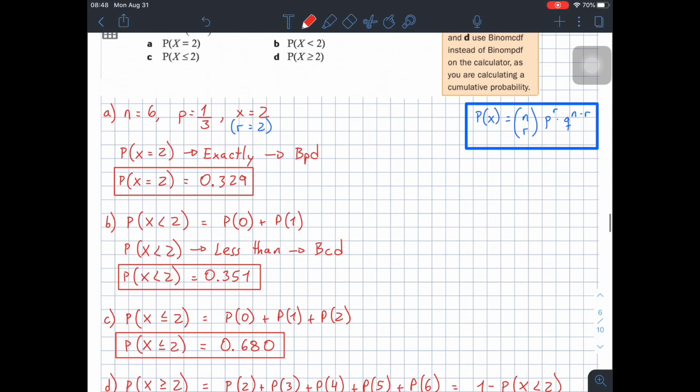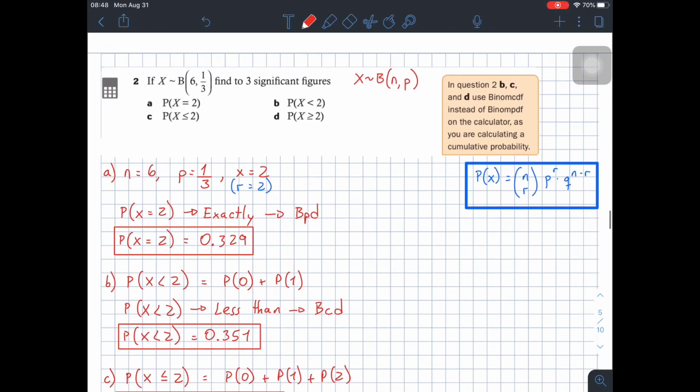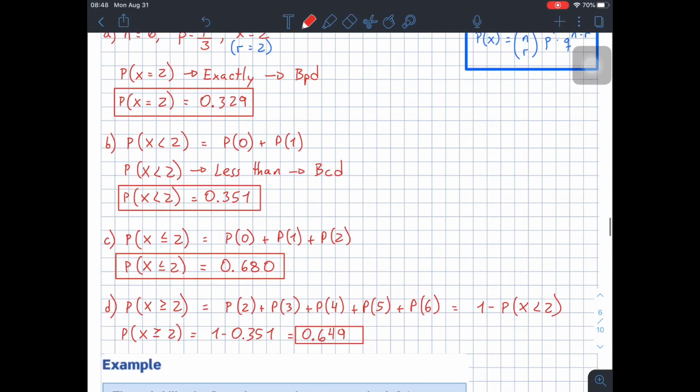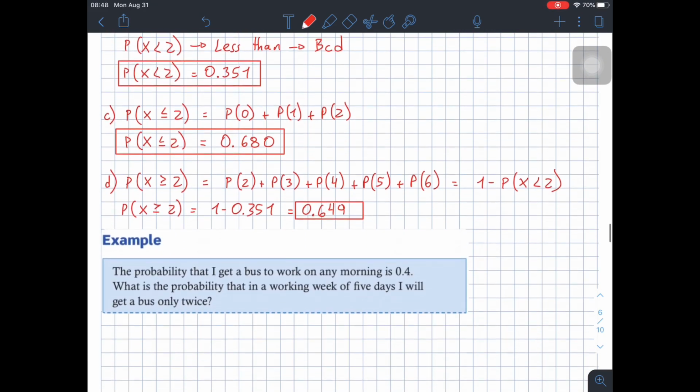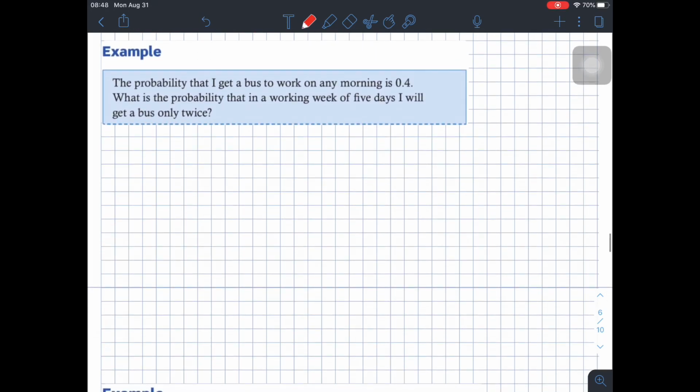Super. So that's it for this example. This example was for you to understand how to use the calculator in order to solve these problems, okay? Now let's move on to this example. This is a more real-life application, right?